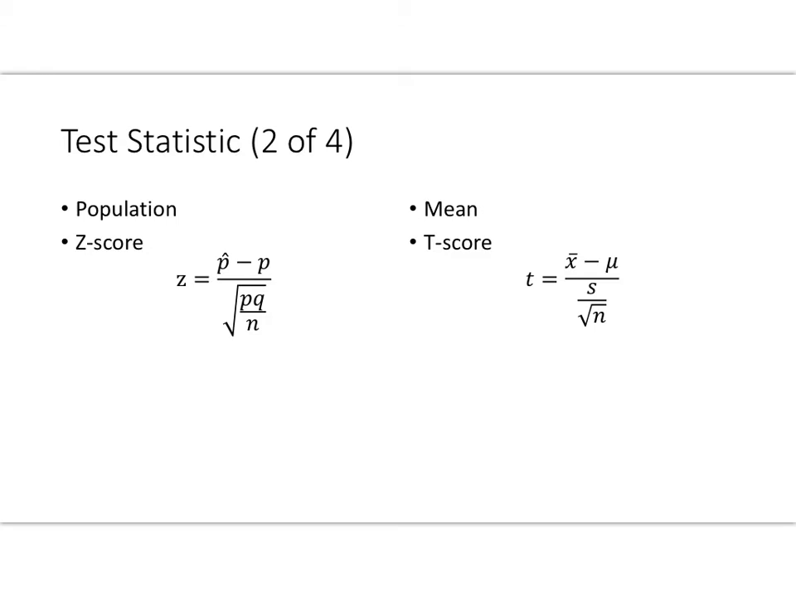So here's some information just about how to get a test statistic. There are questions in my stat lab that you will need to do this. So again, populations, p, means, or mu. To get a z-score, you're going to do p hat minus p divided by the square root of p times q over n. And for a test statistic of a t-score, you'll do x bar minus mu over the standard deviation, or s, divided by the square root of n.